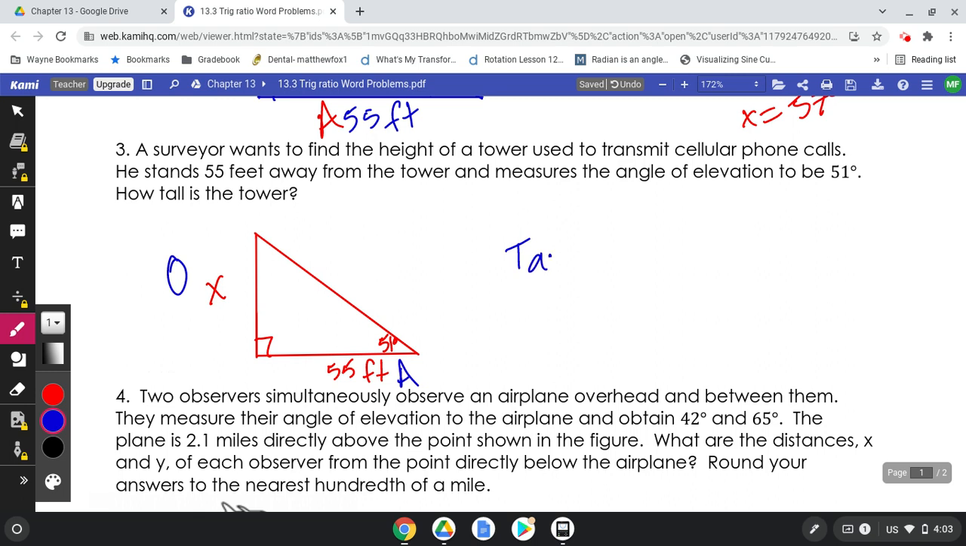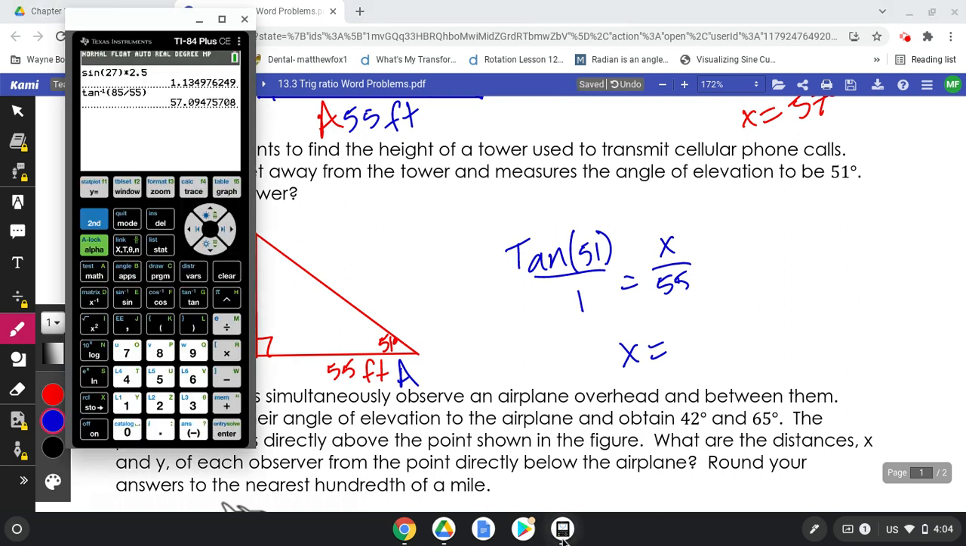It's going to be tangent. Tangent of 51 degrees divided by 1 equals X over 55. We cross multiply. We'll find what X is. Once again, 55 times that tangent of 51. And we find 67.9 feet if we label that. So 67.9 feet.